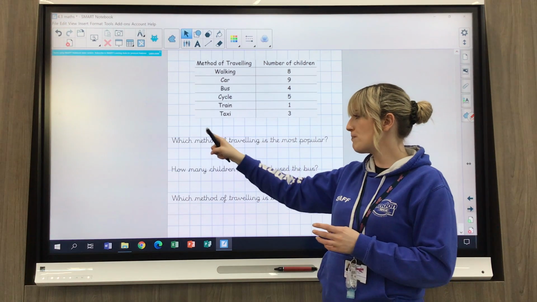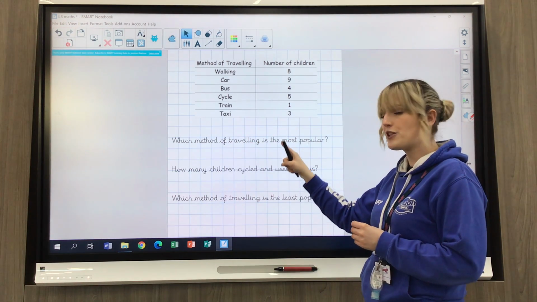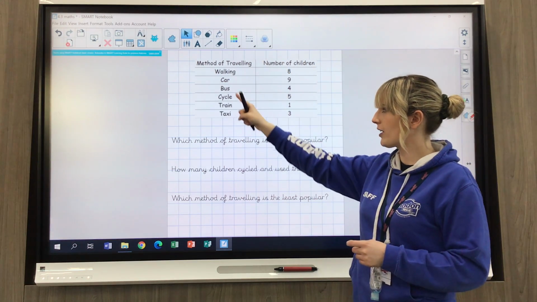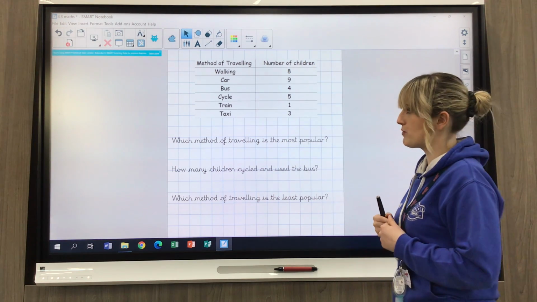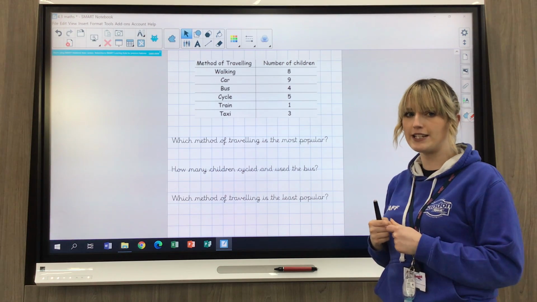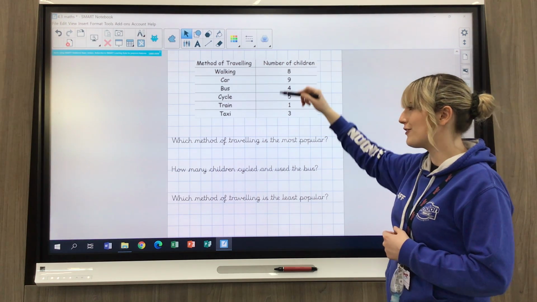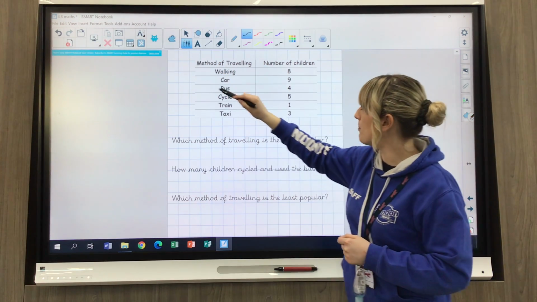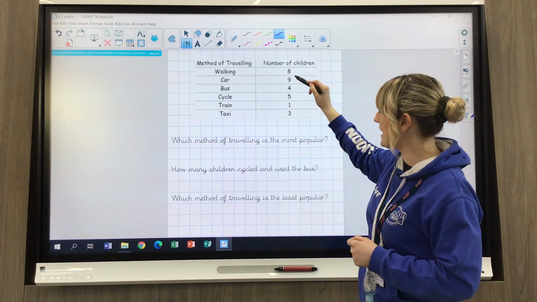So it says, which method of travelling is the most popular? So which one was used the most? So which method of travelling? So what's the biggest number there? Have a little look. Well done if you spotted that the biggest number is 9.